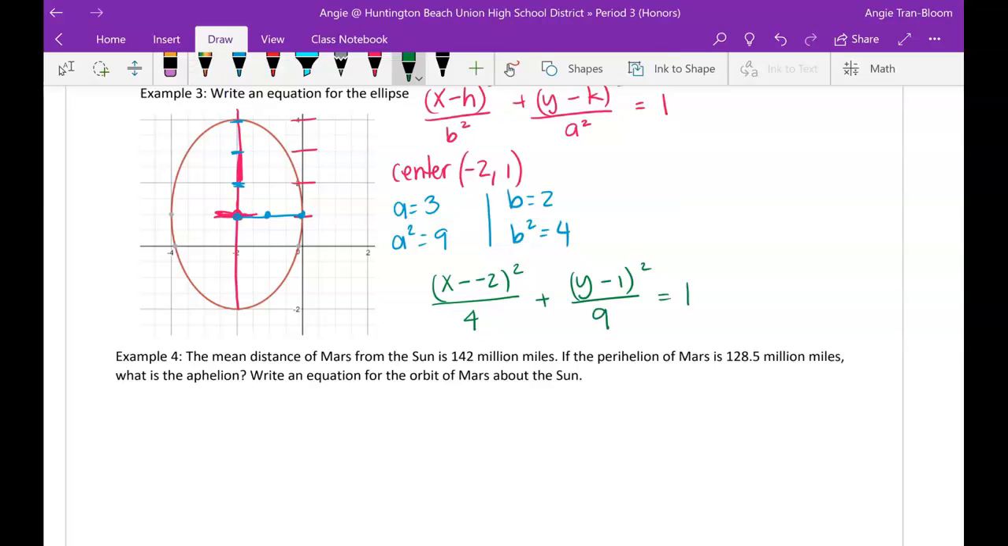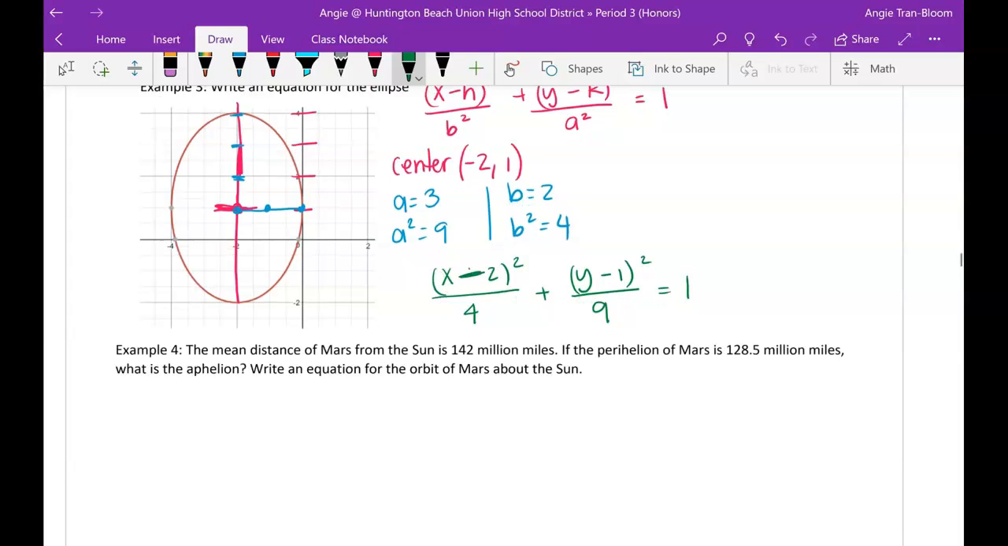Well, two negatives over here will make it a positive. So that is my final answer. I'm going to box it up. And that is that easy. So recap, to find an equation of an ellipse, all you need is a squared, b squared, and the center.